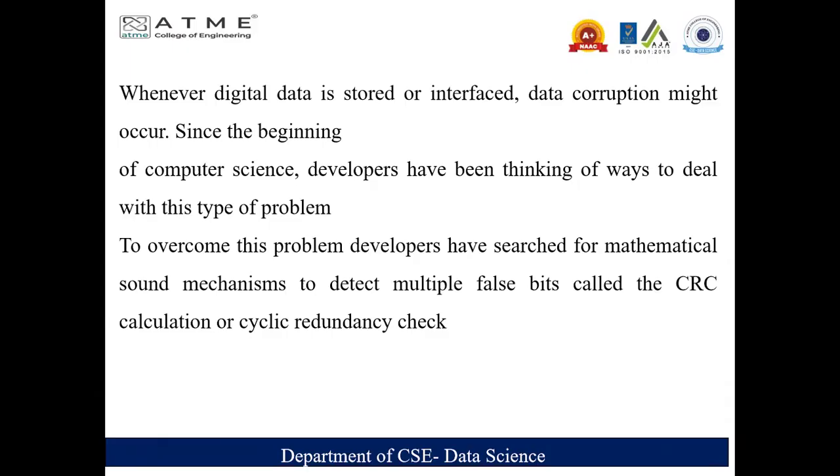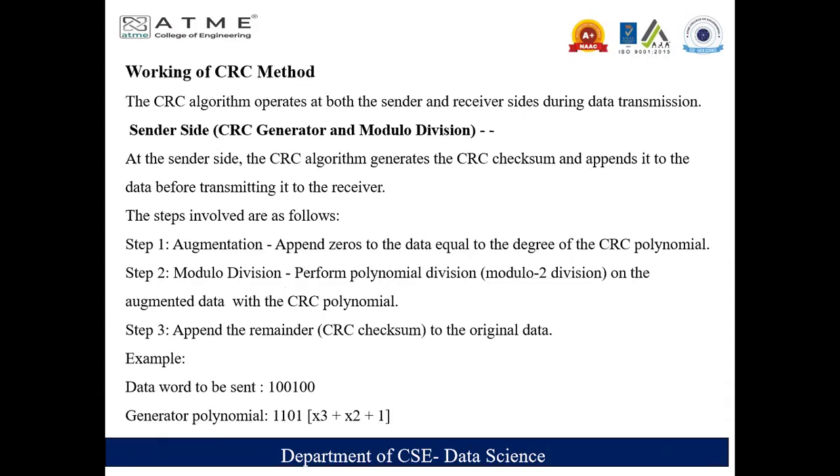In order to overcome this problem, they searched for a mathematical mechanism to detect multiple false bits, or errors in the bits, which is called the CRC calculation, or cyclic redundancy check. So how does the cyclic redundancy check happen?